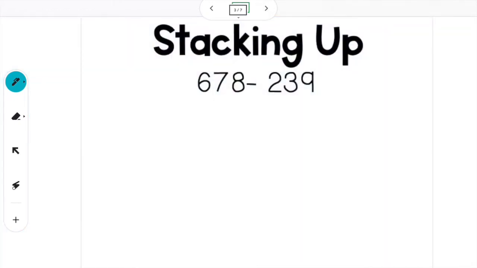The first strategy is going to be stacking up. So I have 678 minus 239. The first thing I need to decide is which number is going to be biggest, and that is going to be 678. Whenever I'm using the stack it up strategy, I'm always going to put my bigger number at the top. So I'm going to write 678. Put my subtraction sign to the left, and now I need to subtract 239.